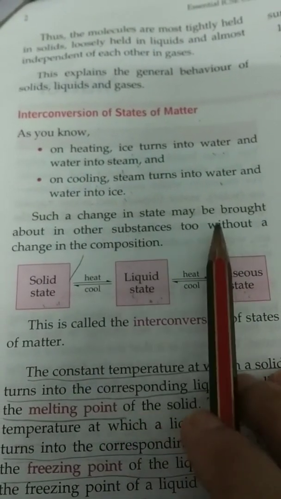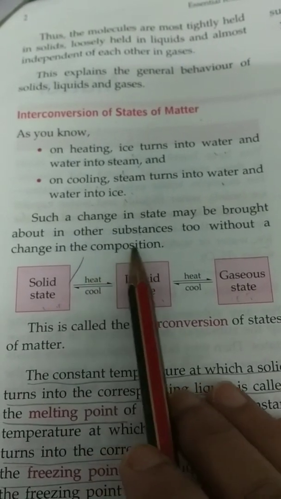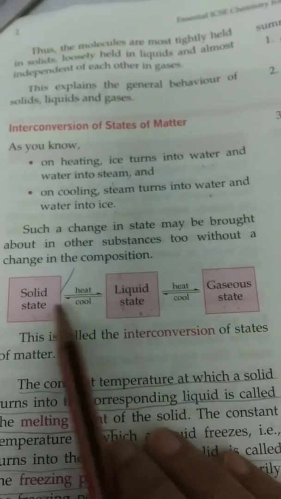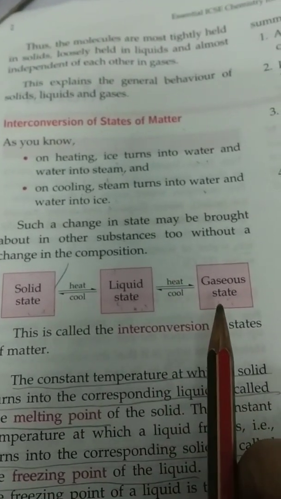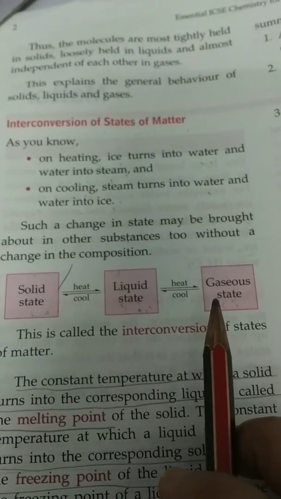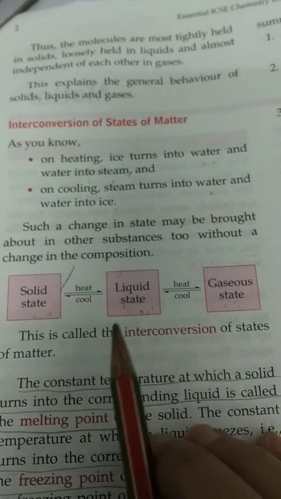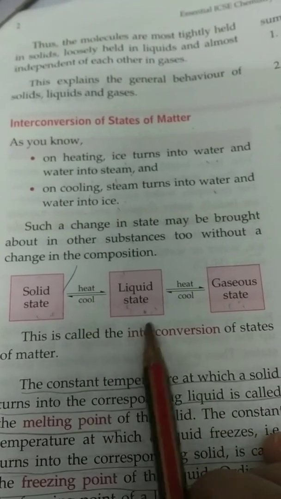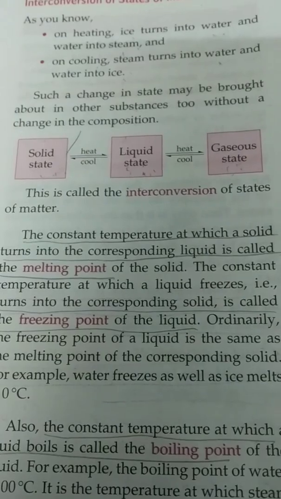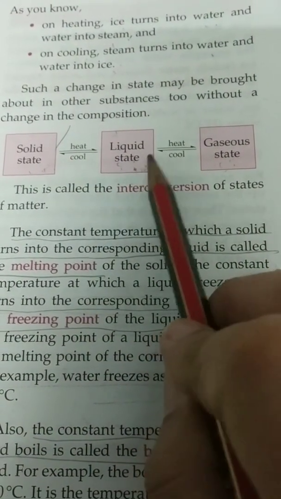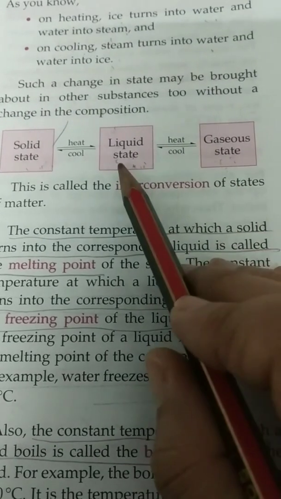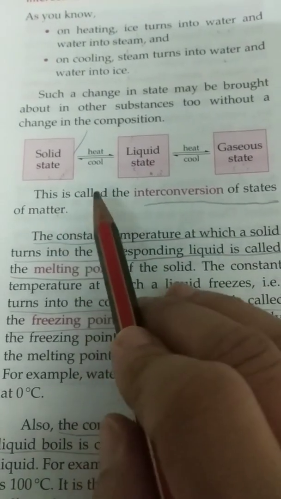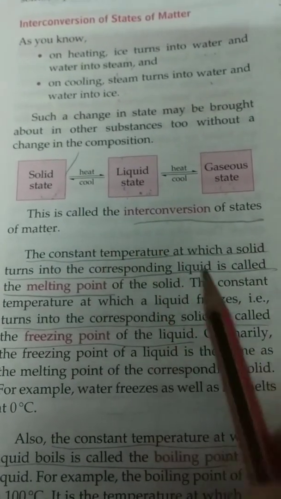Such change in state happens in other substances too without change in the composition. There is no change in the composition of molecules present in that state. It remains the same, meaning H2O. It is the same formula for solid, liquid and gaseous state. When solid changes into liquid, liquid changes into gas, then reversible conditions are there. We call it interconversion of states of matter.